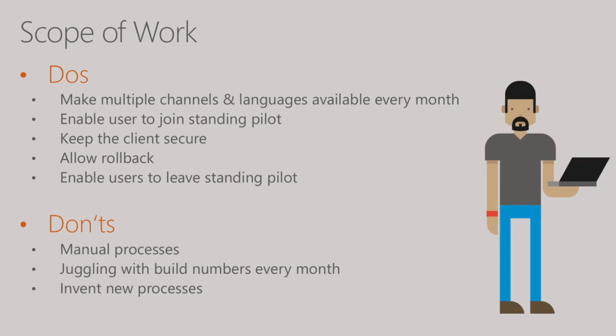I don't want to look up the build numbers in TechNet every month and then type them into your system to assign the different builds to different people. I don't want this. And I really don't want to invent new tools and new processes. I want to leverage what I already have. I already have PowerShell knowledge, and I already have Configuration Manager. So how can we tackle this challenge?